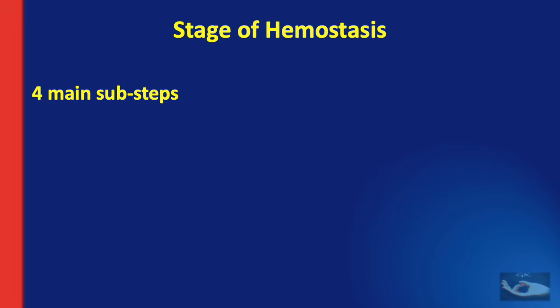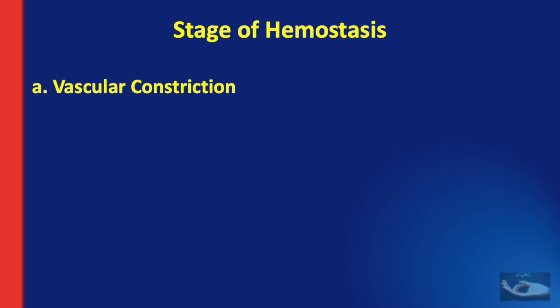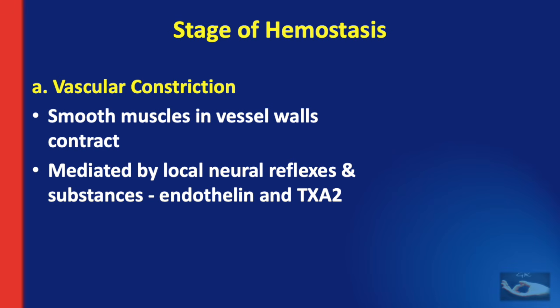This stage of hemostasis actually consists of 4 main sub-steps: vascular constriction, platelet aggregation, coagulation cascade, and clot stabilization. First, the vessels that have been injured have to constrict to reduce the amount of blood loss. This step of vascular constriction is carried out by the smooth muscles in the vessel walls, which contract. This step is mediated by local neural reflexes and certain substances, of which endothelin and thromboxane A2 play an important role. As a result of this vascular constriction, there is narrowing of the vessel and thus reduced blood loss.